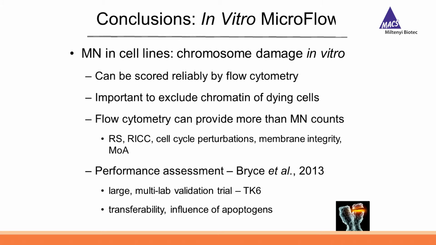So in terms of the conclusions for in vitro micronucleus and our microflow system, we're achieving chromosome damage assessment in vitro quite readily by flow cytometry. It's important to exclude the chromatin of those dead and dying cells because we don't want that to interfere with our assessment of true genotoxicity, as I showed you before. And we've determined that flow cytometry can provide more than just those micronucleus counts. We're getting information on cytotoxicity based on relative survival, relative increased cell counts. We can look at those cell cycle perturbations that can be caused by genotoxic agents. We're getting information on membrane integrity. And finally, a little bit of information on mode of action as well. I'm going to go into that in more detail in the latter part of this session.